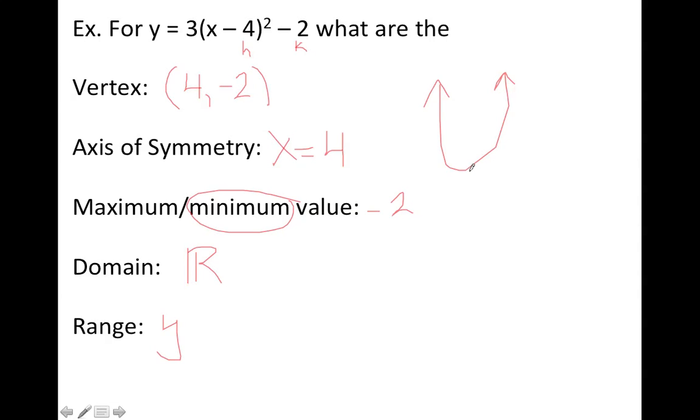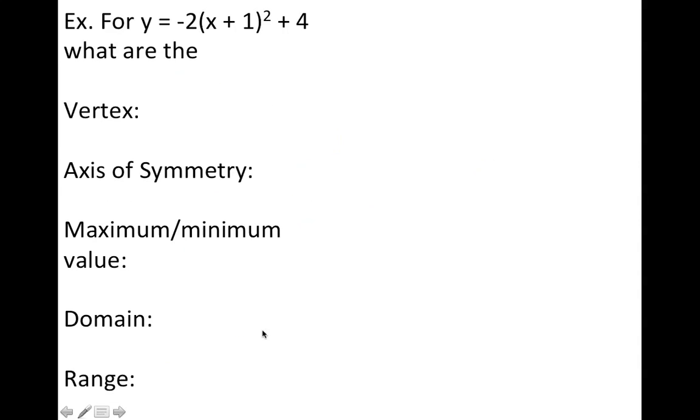And then we have to determine, say this is the lowest point of our graph, and our y values go up, that means it's going to be y greater than or equal to. And it'll always be the y value of your vertex, since that's the lowest point our graph goes for this one. So it'll be y greater than or equal to negative 2. So go ahead and determine all of these for this next function.